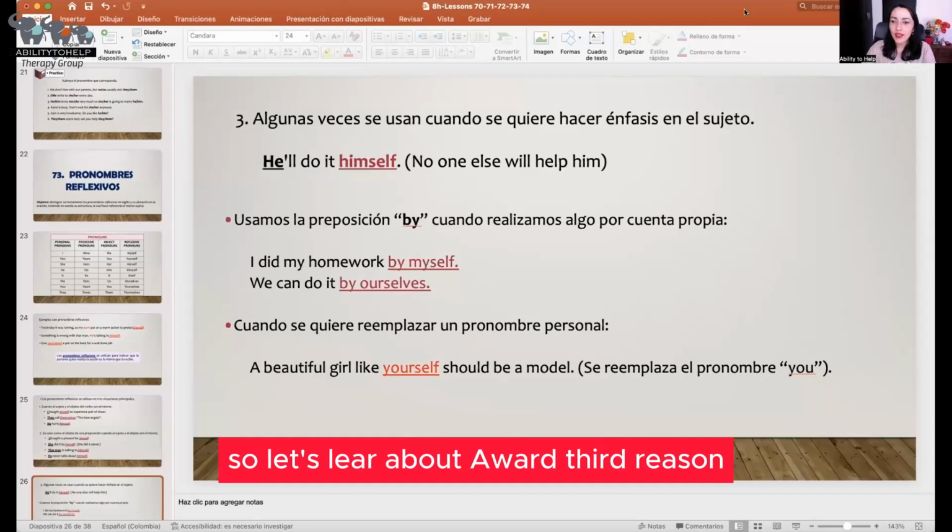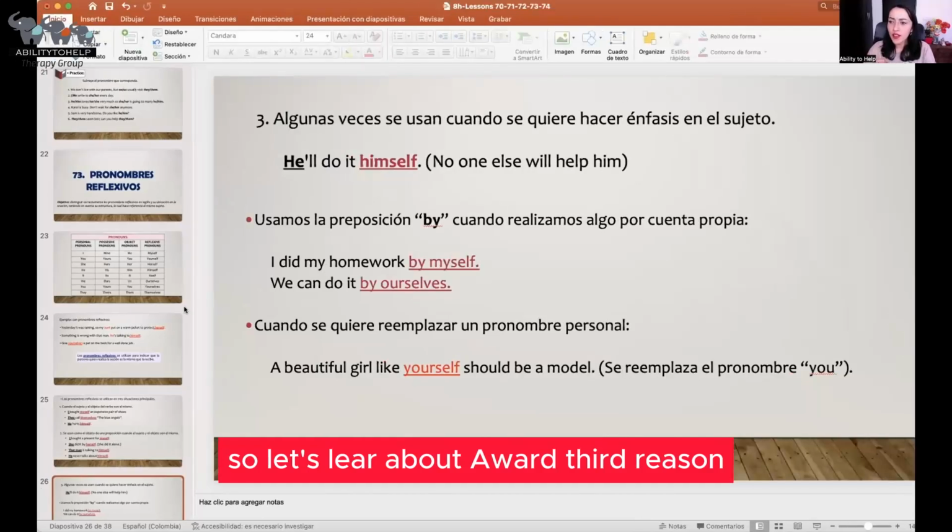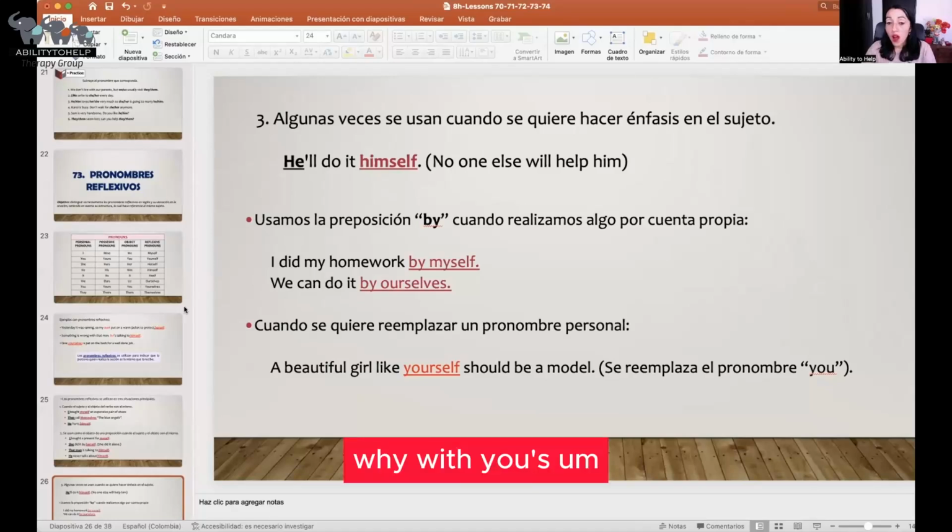So let's learn about our third reason why we use the reflexive pronoun.